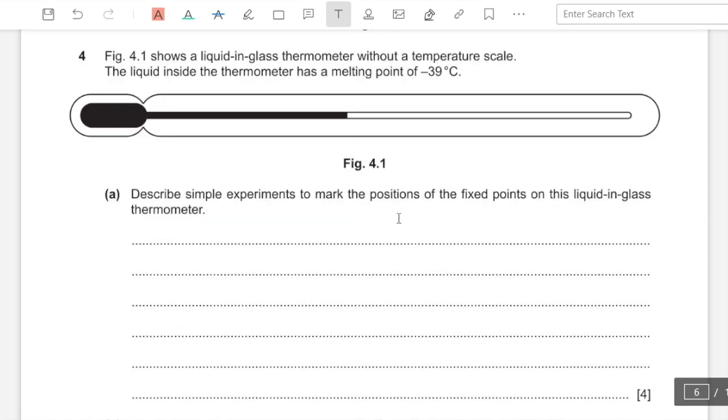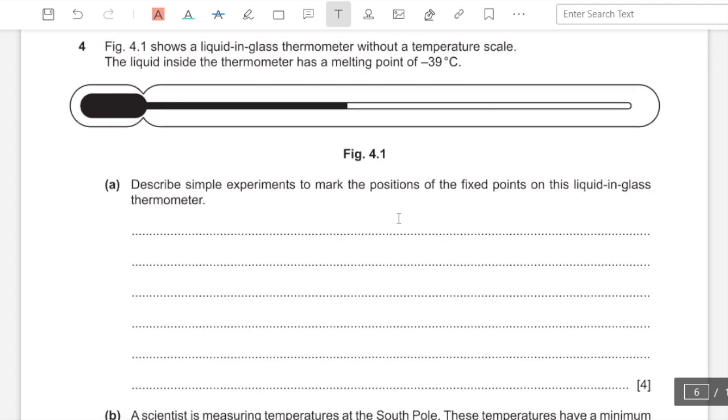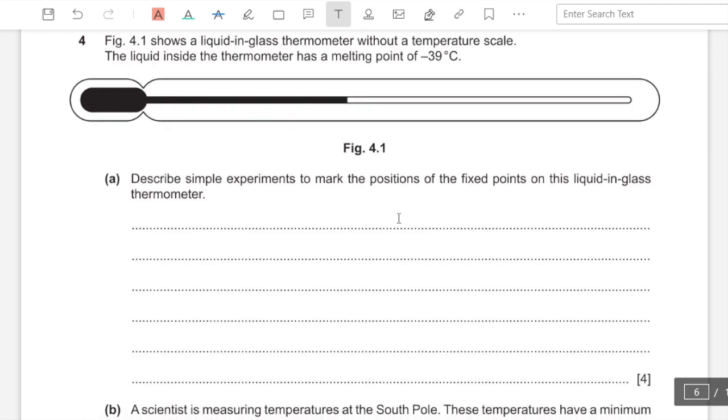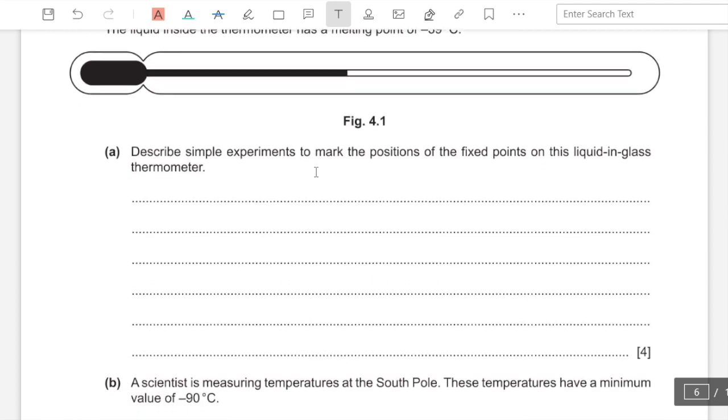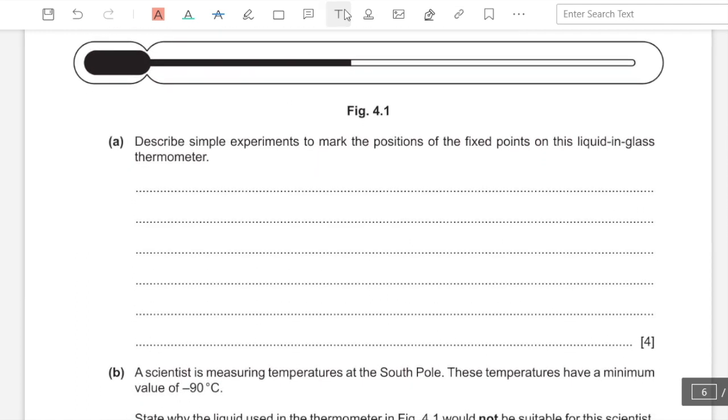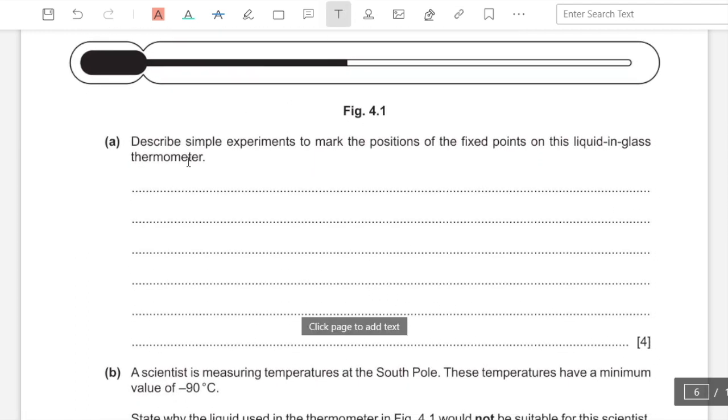Figure 4.1 shows a liquid in glass thermometer without a temperature scale. The liquid inside the thermometer has a melting point of negative 39 degrees Celsius. A. Describe simple experiments to mark the positions of fixed points, which are 0 and 100 degrees Celsius, on this liquid in glass thermometer. So these are a few points which you'll have to learn by heart, starting with the 0 degree Celsius, which is one of the two fixed points.